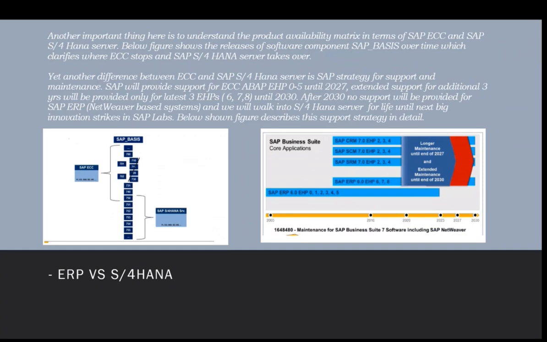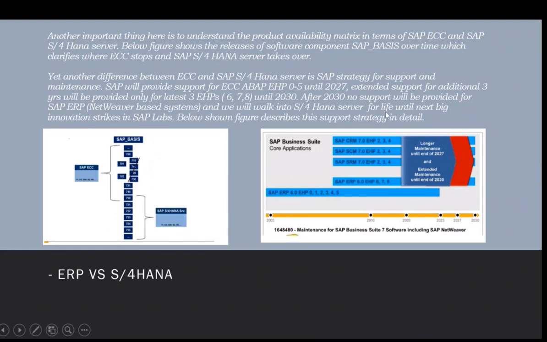Yeah. So SAP will provide support for ECC, the current system, running till EHP 8 till 2027. Afterward, the 3-year extended support will be provided by SAP for the latest 3 versions, which are EHP 6, 7, 8 till 2030. And after that, SAP will not provide support. So anyhow, we have to convert our system, go for the conversion from ECC to SAP S4 HANA.